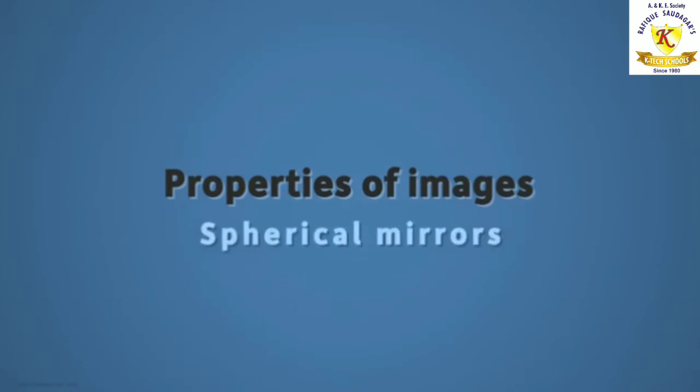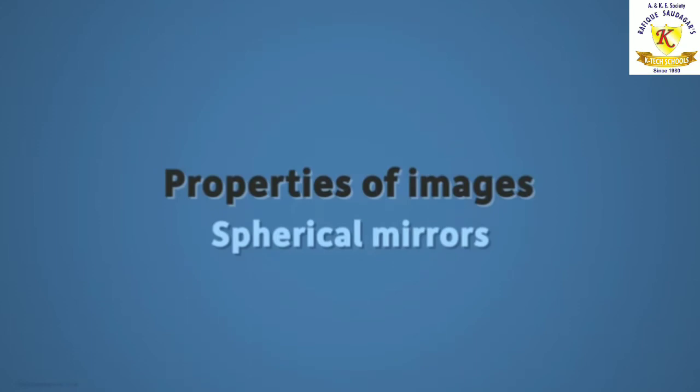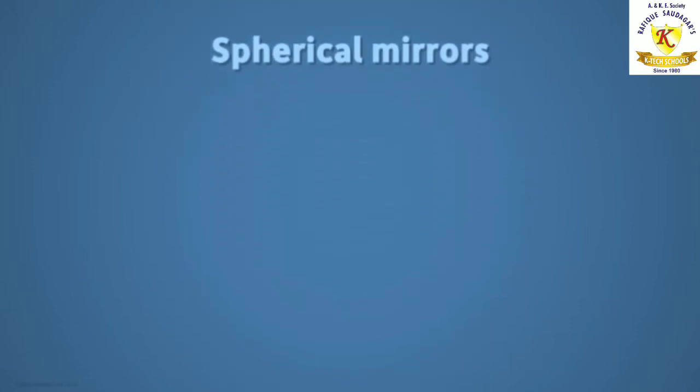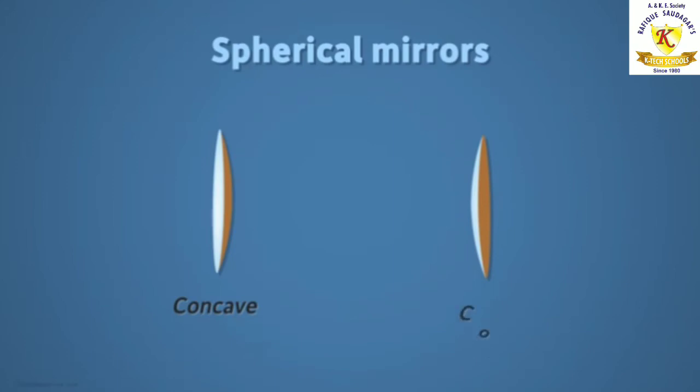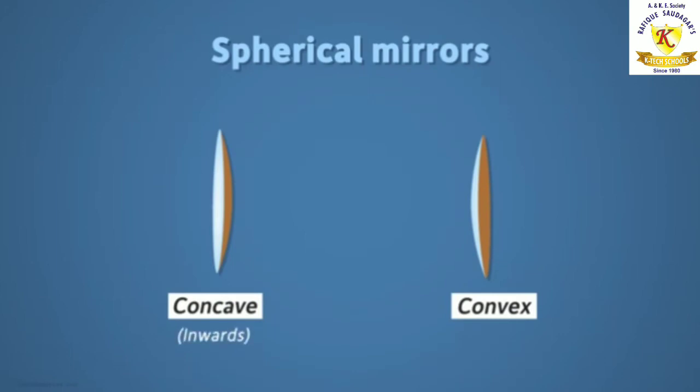Now let's study the properties of the image formed by spherical mirrors. But before that, we need to define certain terms related to spherical mirrors. So let's do that. Now look here, children. Both the mirrors are placed like this: concave mirror on your left and convex mirror on your right. I am going to define the terms for both these mirrors: concave inwards and convex outwards.